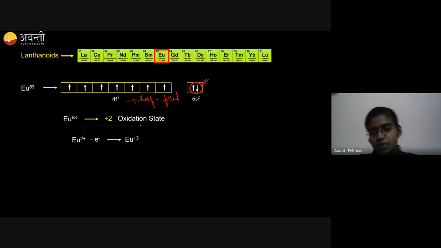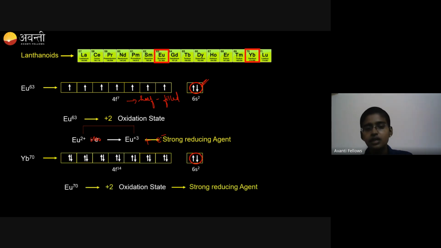But since +3 is the most stable, it loses an electron. One of the electrons from europium is getting lost, and it is turning to +3. So the electron donors are called strong reducing agents.